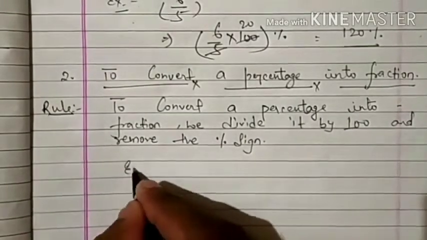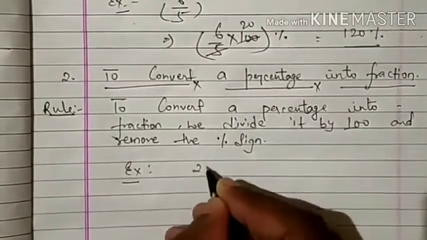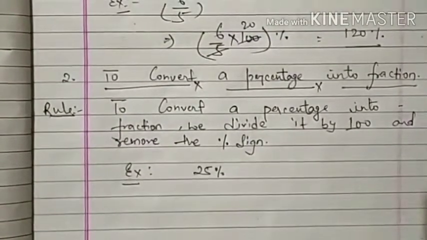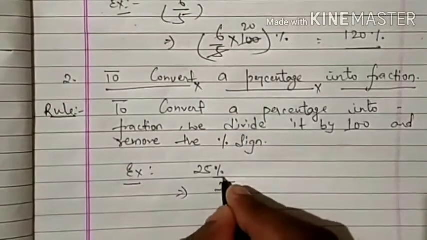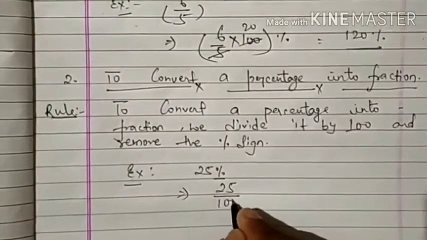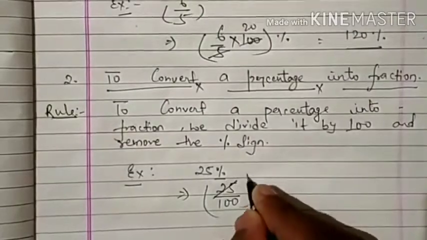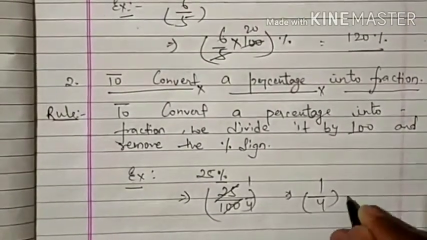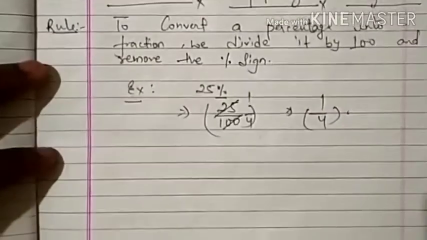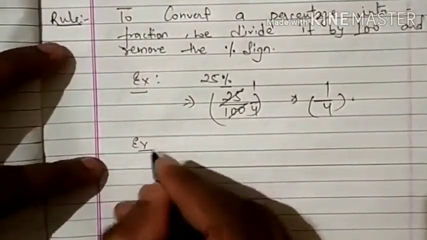Let's take an example. Suppose you have been given 25%. So what we will do? We will simply write 25. We will remove the percent sign by dividing it with 100. 25 ones are 25, 25 fours are 100. So what is the fraction form? 1 by 4.